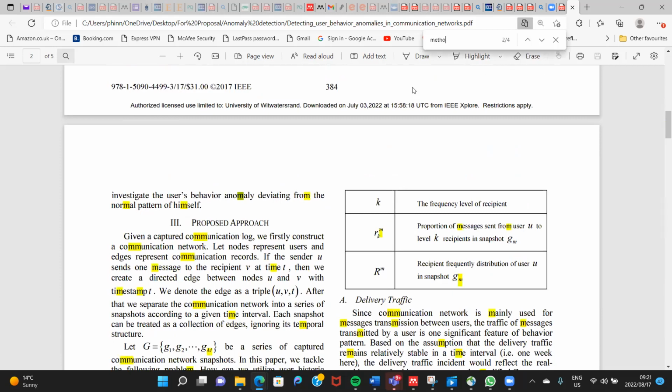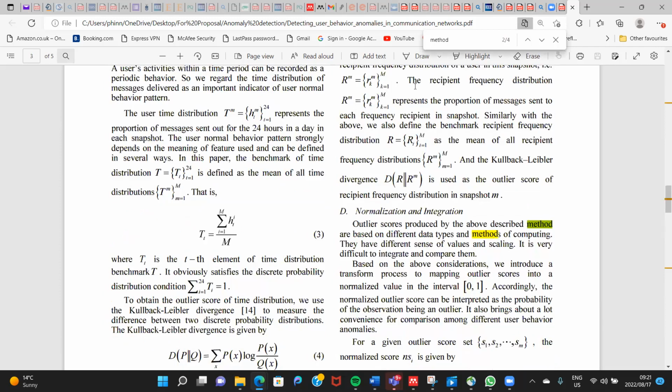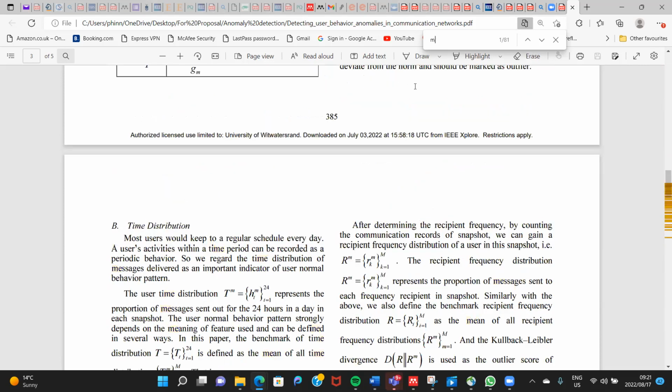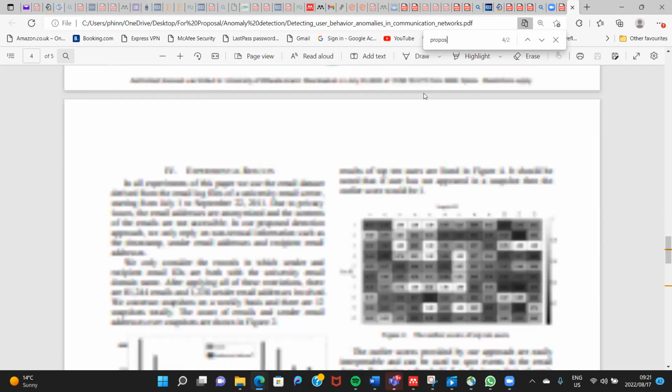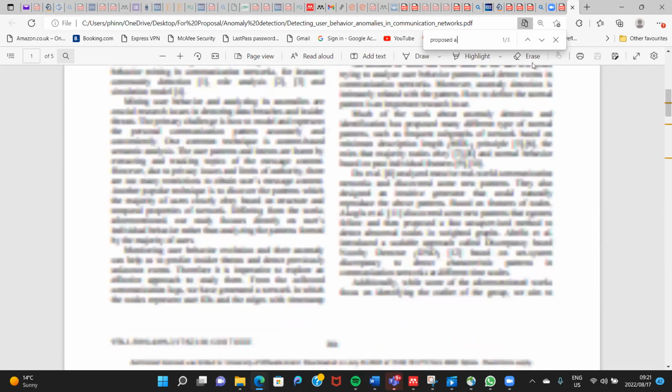So proposed approach, we have it here. Have you seen it? Oh, you were there. You just move. Just a moment. That was proposed. You can type approach. Okay. There we go.